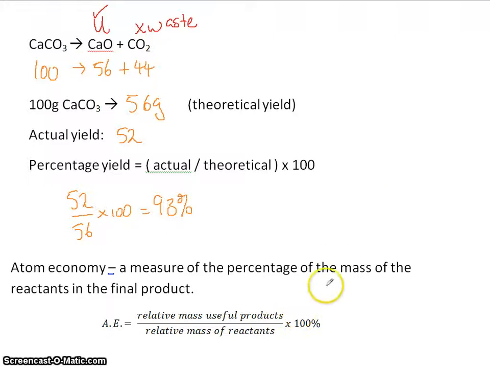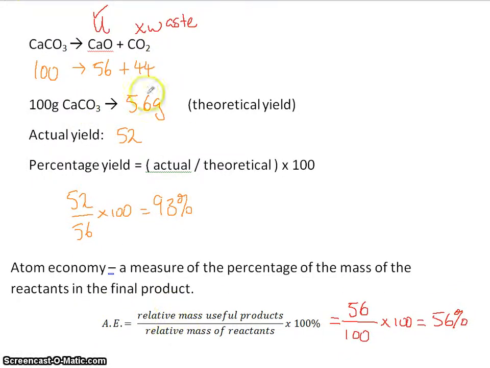So our atom economy calculation allows us to get a measure of that. So our useful products this time, the mass of that is the 56. That's from this equation here, and then the mass of our reactants in this case is obviously just 100 there. Multiply that by 100, and we don't need a calculator to work that one out. We get a 56% atom economy.